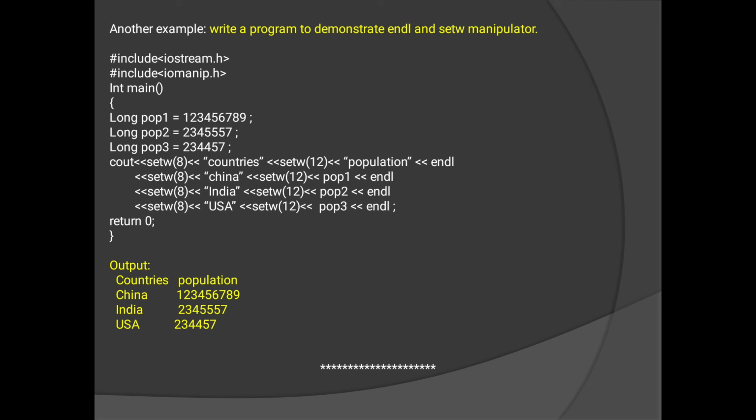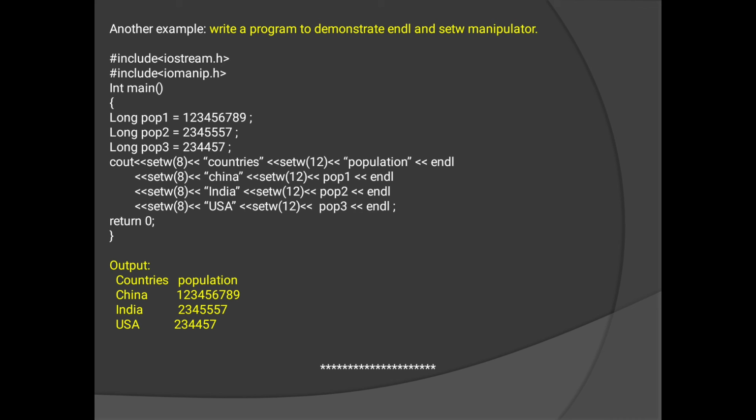Whenever you are using this setw manipulator in the program, as you can see, setw within the brackets 8 or setw 12, if you write this in the program and you don't write iomanip.h, then the compiler will display an error. The compiler will not recognize what is setw. So you must include iomanip.h at the beginning of the program before the main function.